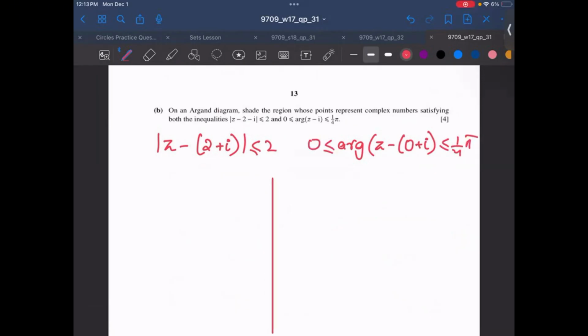We'll make the x and the y axis. Now it says the distance of z from the point 2 plus iota. So let's say this is 1 and this is 2. And this is iota over here, which is 1 basically. This is the imaginary value. So the distance is within 2.